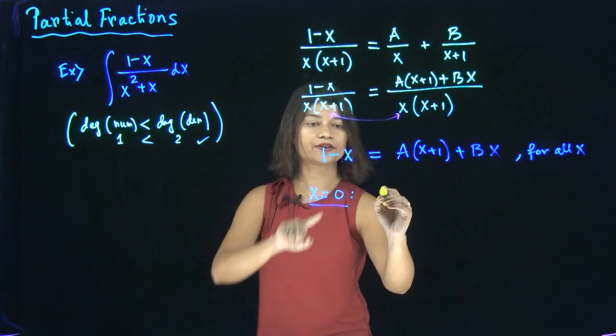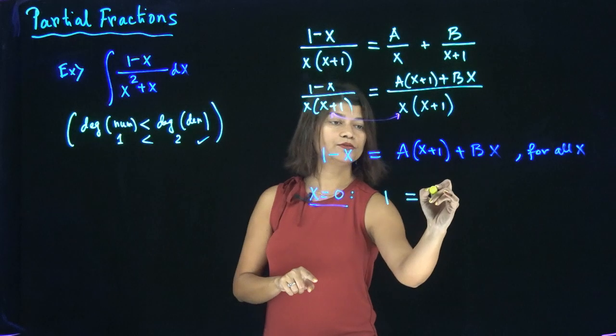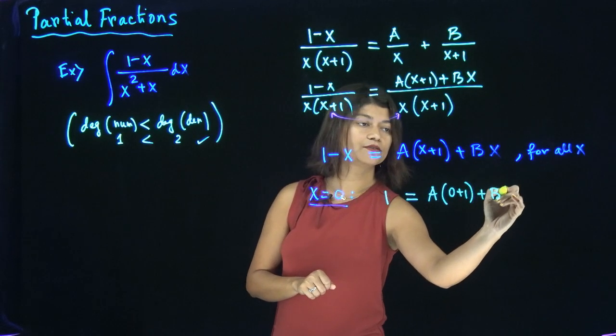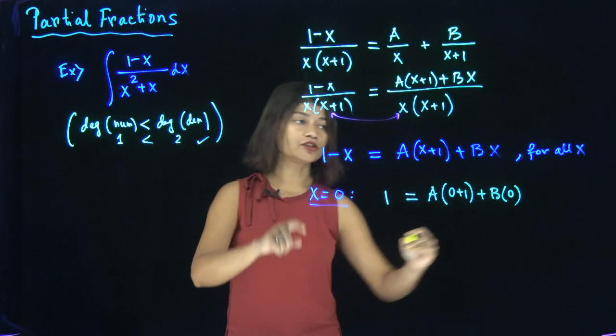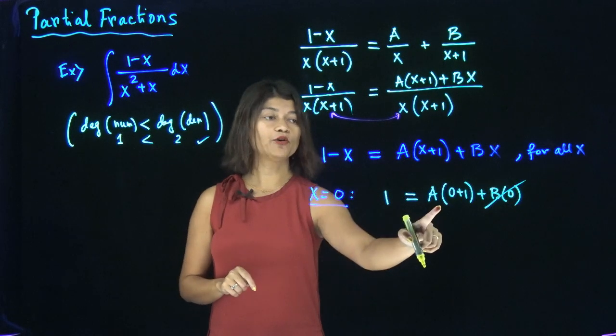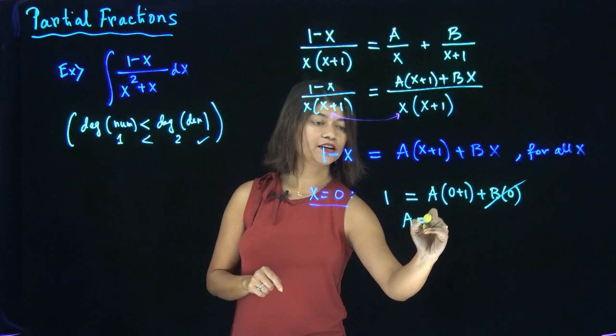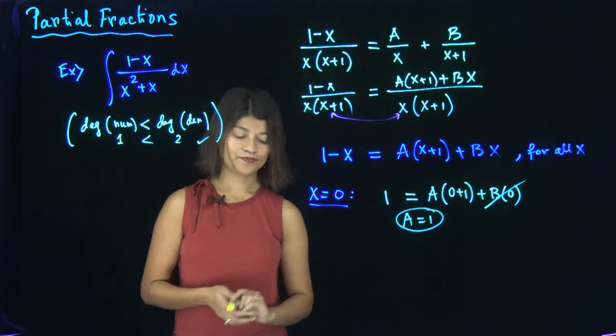So what do I get on the left? I get 1 is equal to A times 0 plus 1 plus B times 0, right? The reason I chose 0 is so the B goes away completely and I'm only left with A. Oh, A is equal to 1. I got the value. See how easy?